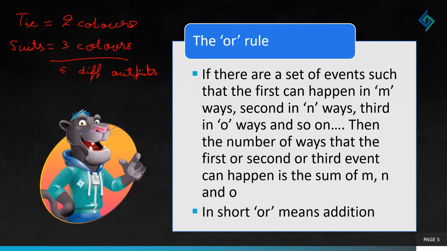So when events are joined by the conjunction or, then the total number of possible outcomes for that event will be the sum, the addition of the number of ways in which the individual events can happen. So if I've got 3 events, event 1, event 2, event 3, each can happen in m, n, and o ways respectively. So the number of ways in which event 1 or event 2 or event 3 can happen is in m plus n plus o ways. So these are the AND and the OR rules.